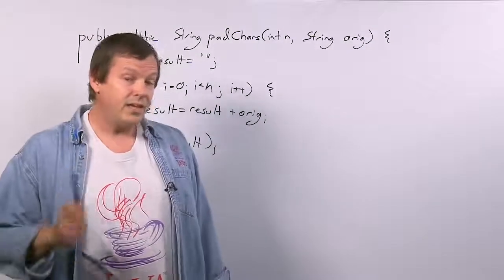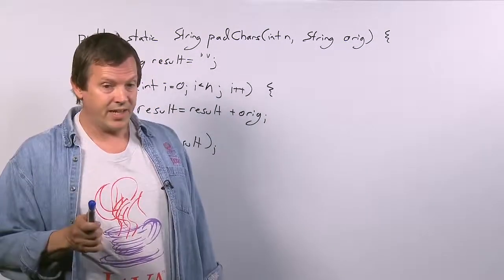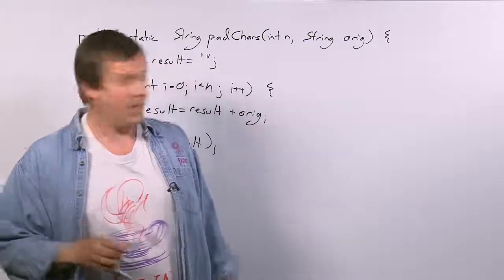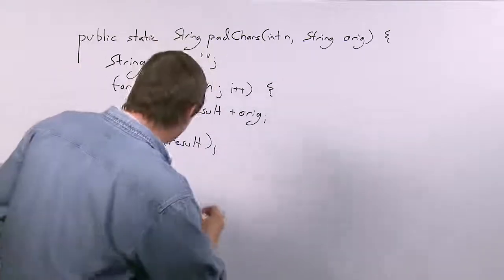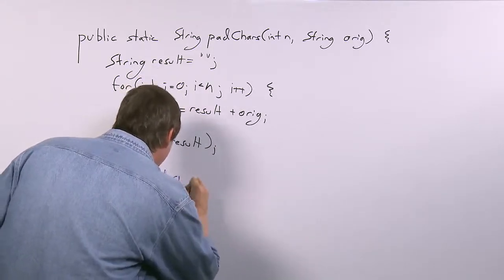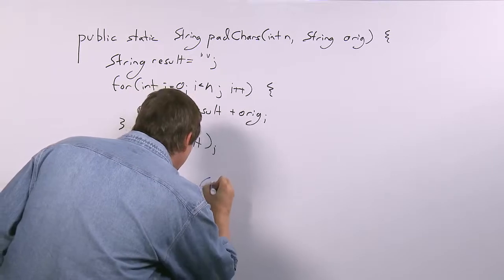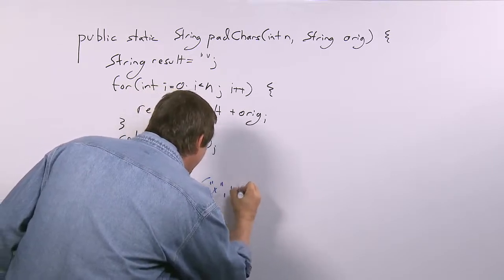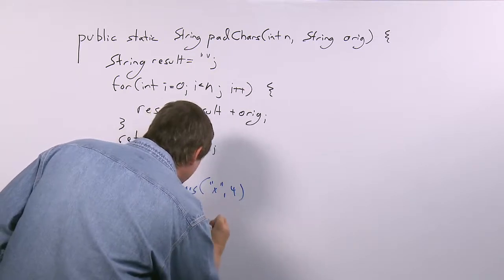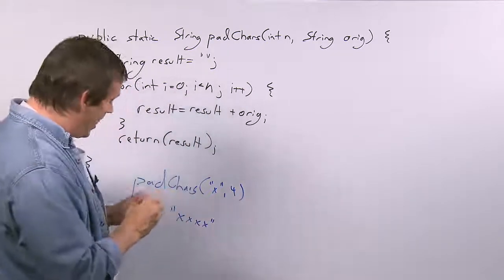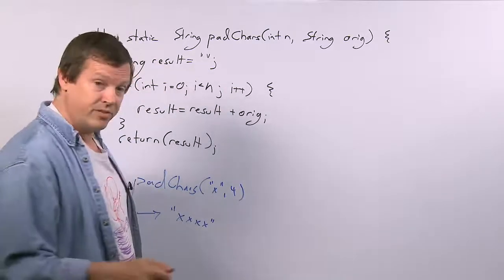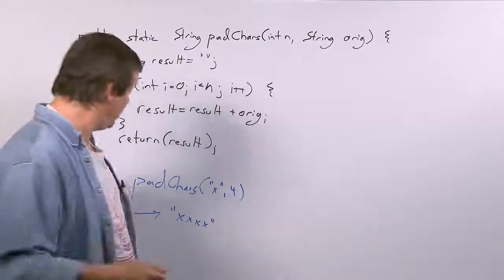Okay, so we said repeated string concatenation inside a loop can be expensive if the loop can ever be big. And we made a kind of naive version of a method called padChars, where the idea was if you called padChars with x and 4, you got back out a string with 4 x's in it. And the string version is bad, which is why I want to introduce a version that uses StringBuilder.